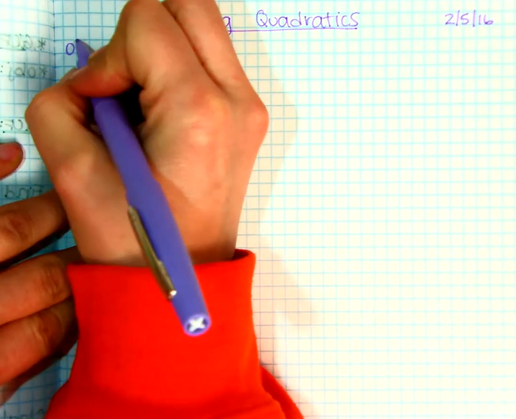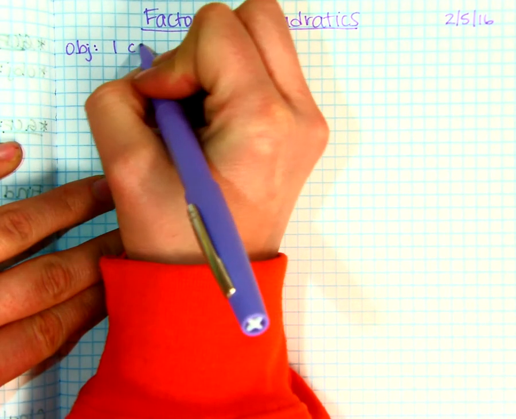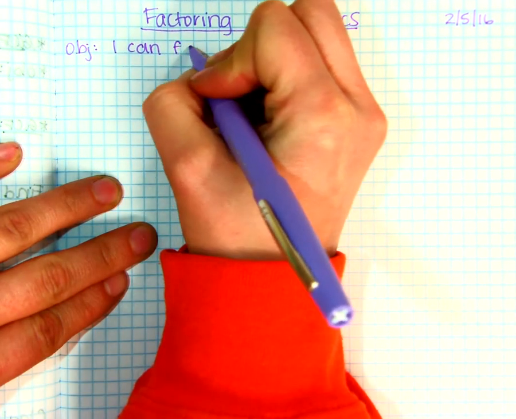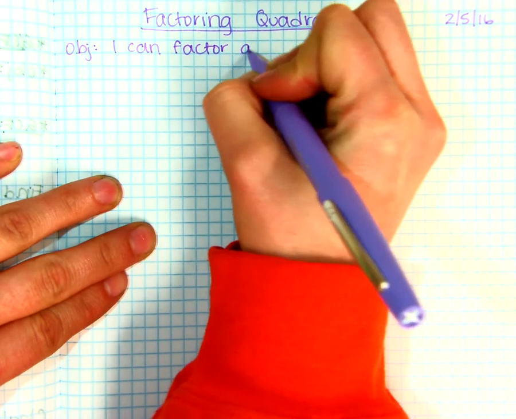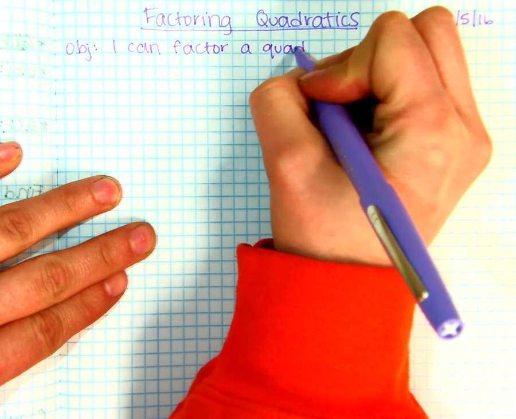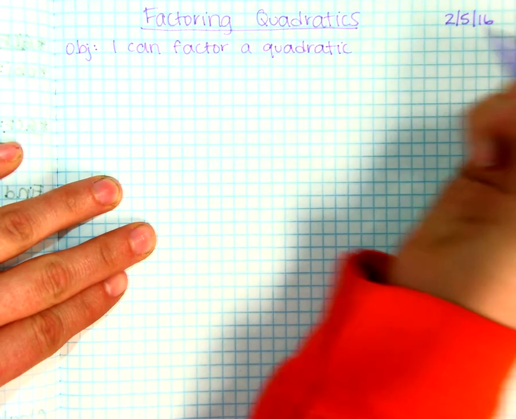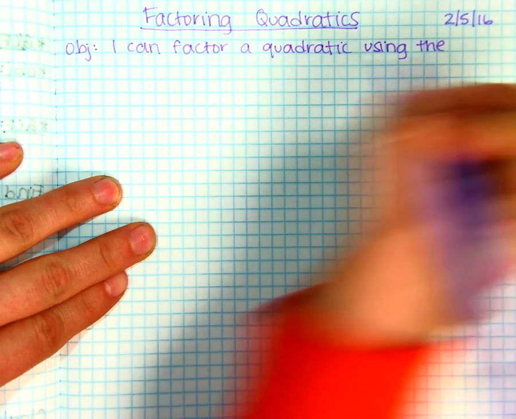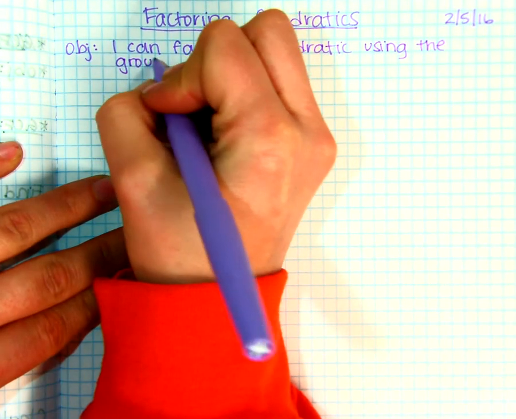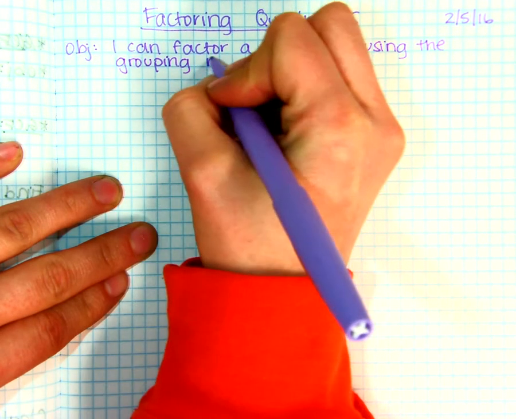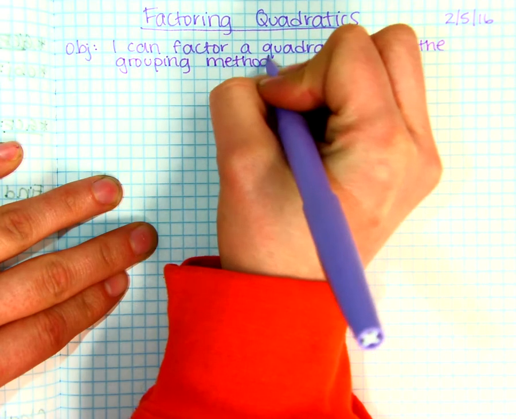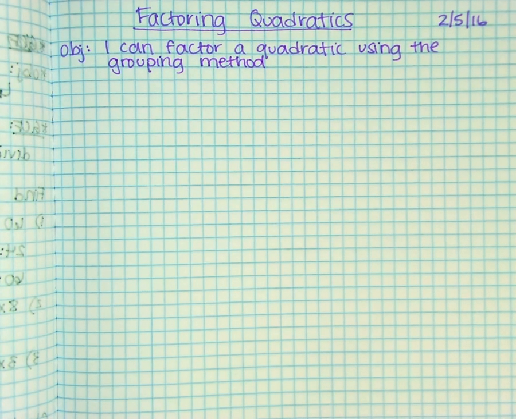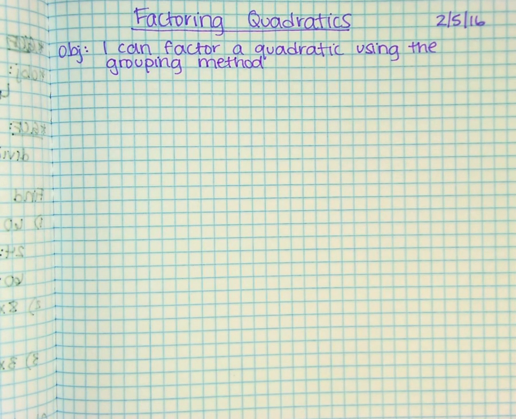So our objective is I can factor a quadratic using the grouping method. There are several methods that you can use to try and learn how to factor quadratics, but today we're only going to focus on the grouping method because it is the most reliable.